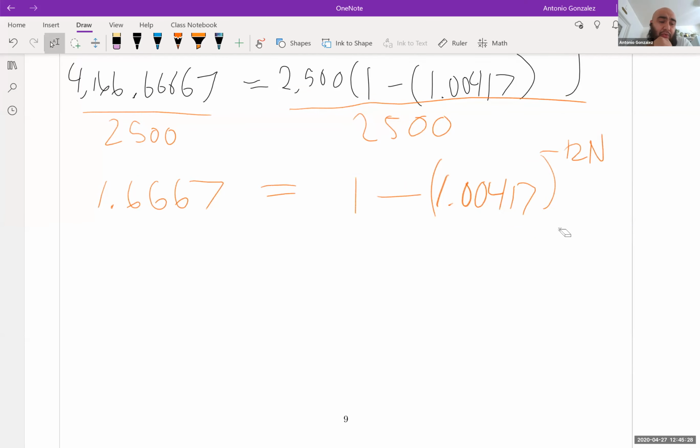Okay, any questions so far? The most straightforward way is to cancel out the fraction and then go from there.